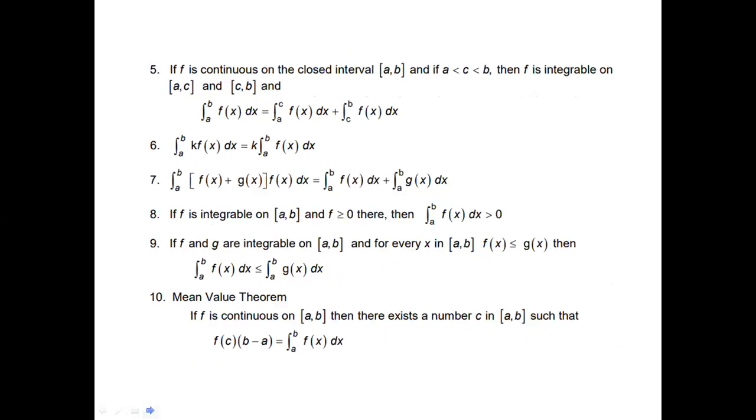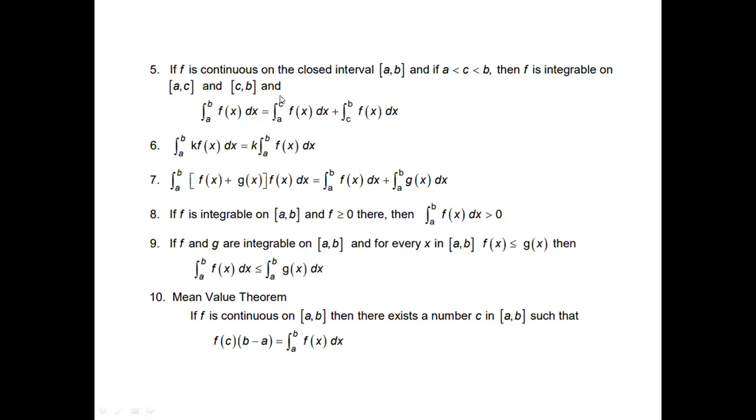Now, number 5. If f is continuous on a closed interval, and if c is in the middle of a and b, meaning the value of c is between a and b, then f is integrable on [a, c] and [c, b] as well. What does this mean?